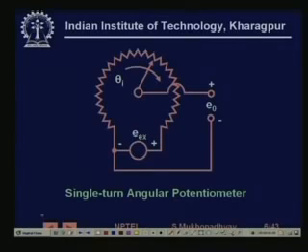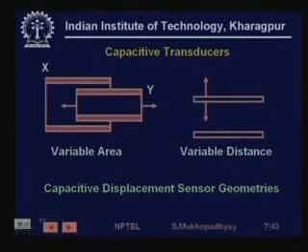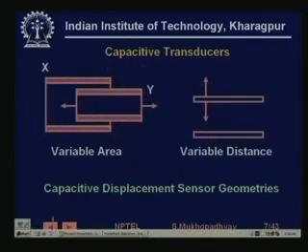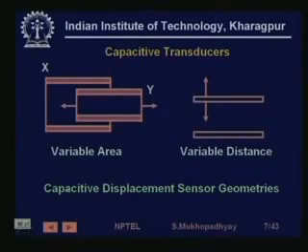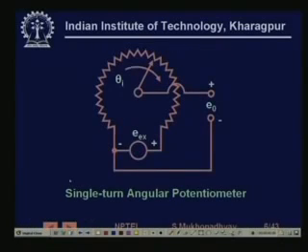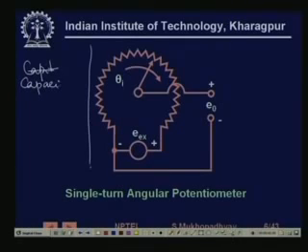Why this is changing, okay, we can write here itself. So the capacitance is given by epsilon A by D for a parallel plate capacitor.